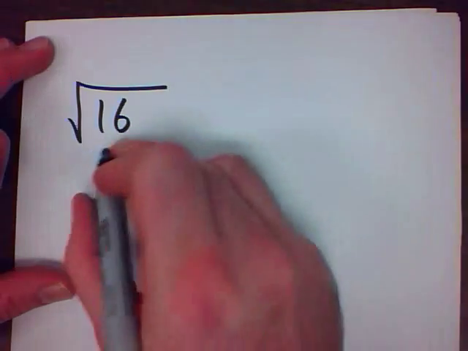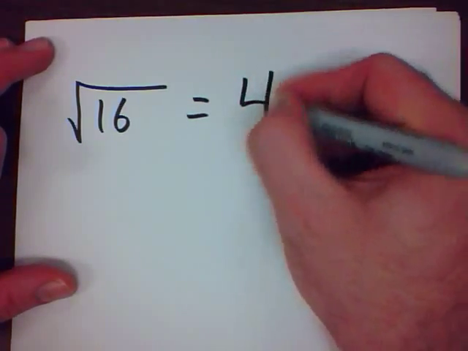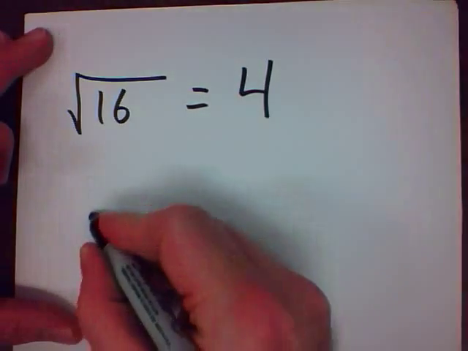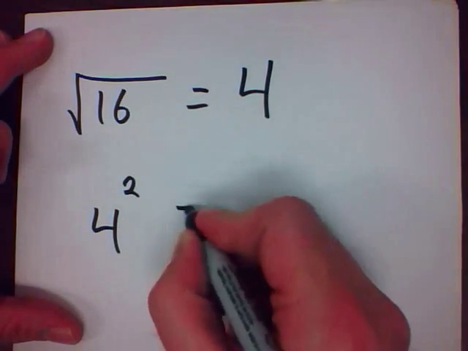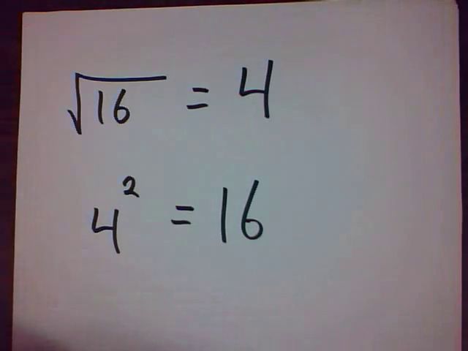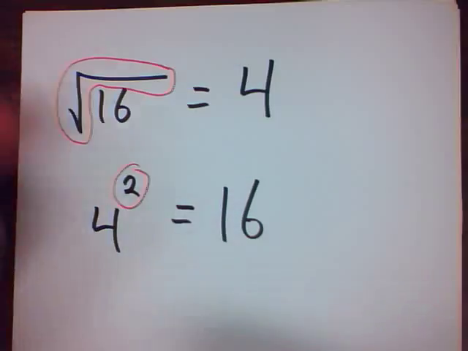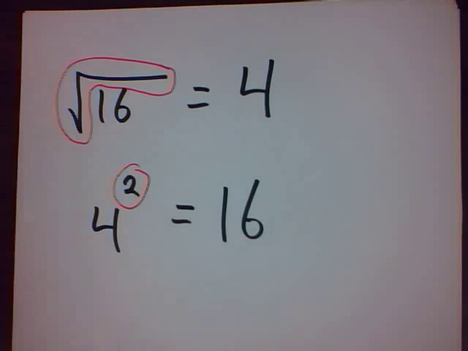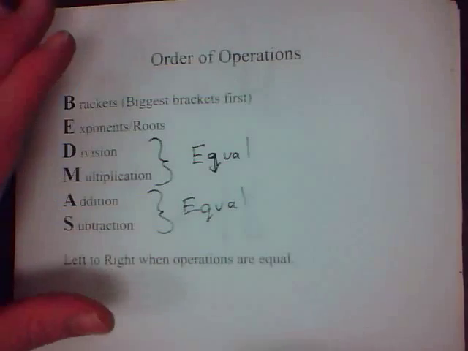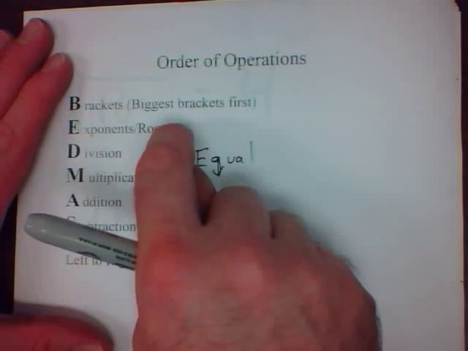If we ask for the square root of 16, what number multiplied by itself equals 16? The answer is 4. If we take 4 squared, we get 16. You will note that this and this are opposites. They are closely related to each other, and that's why when we look at our order of operations, you will see that exponents and roots are at the same level.